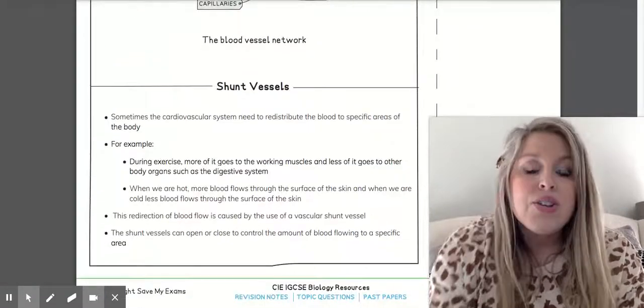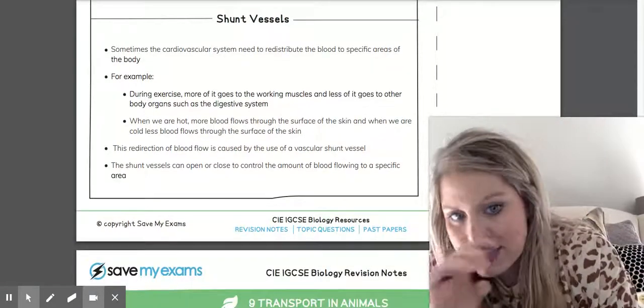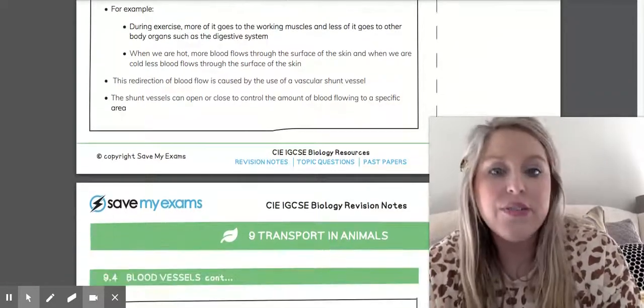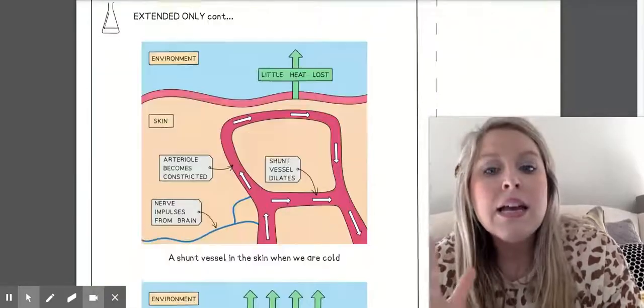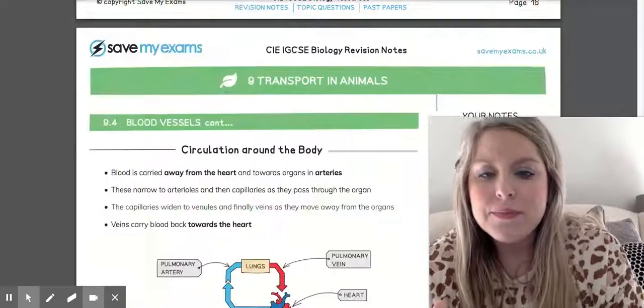Okay, shunt vessels we'll talk about in the homeostasis unit. It's not covered in your test material for this unit, although this set of notes places them here. We're going to talk about those in a few weeks.